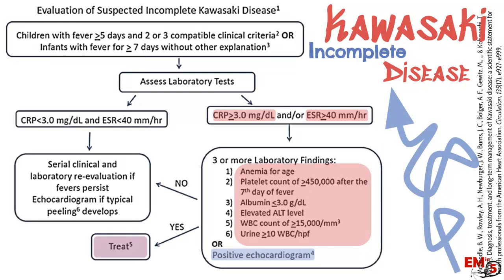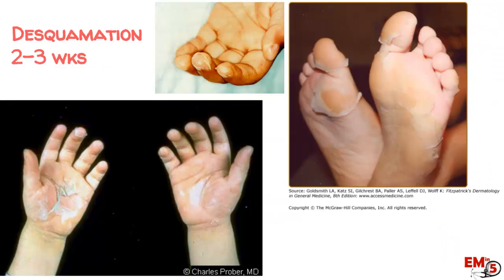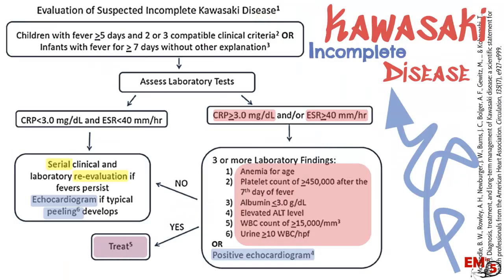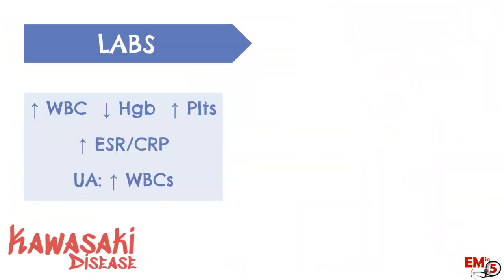Now, if they have a normal ESR and CRP, we have to watch them very carefully. They need to keep coming back for serial exams, repeat lab values if the fever is persisting to make sure they don't develop an elevated ESR or CRP. And the other thing is if they have this classic desquamation, just go ahead and get the echo because that's very concerning.